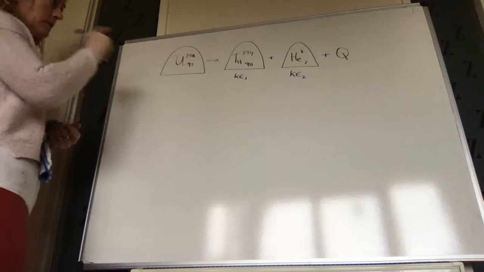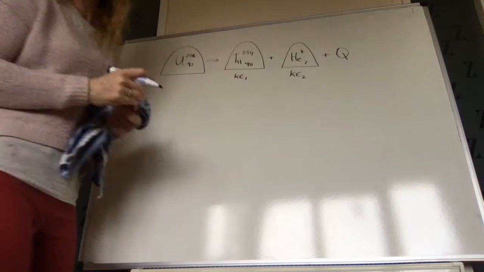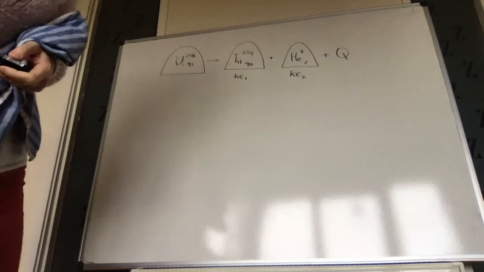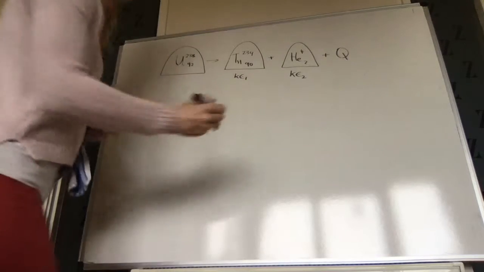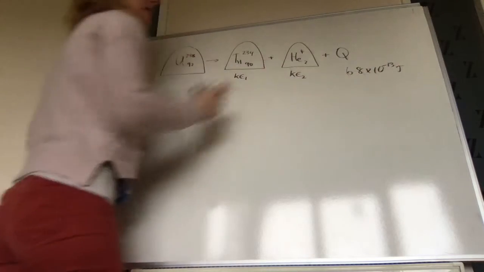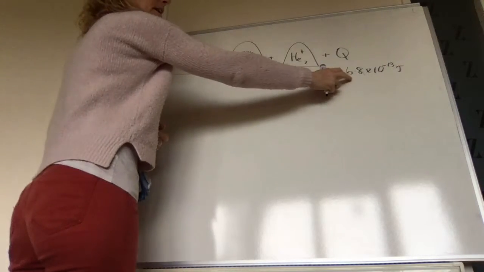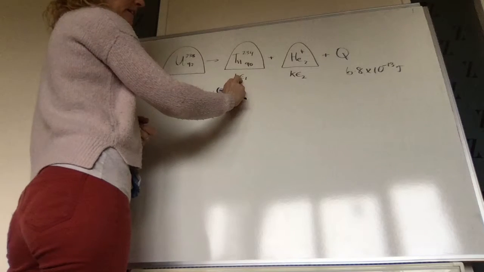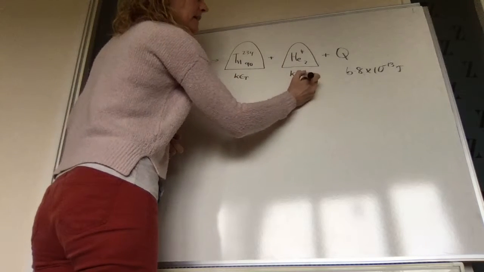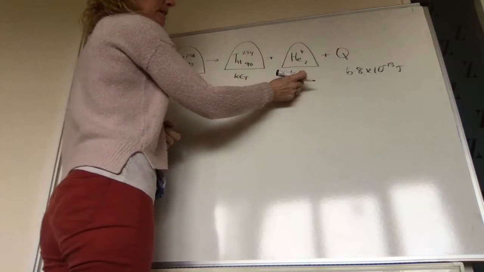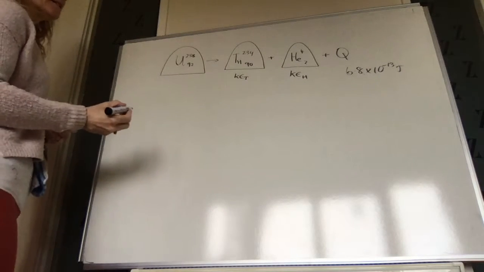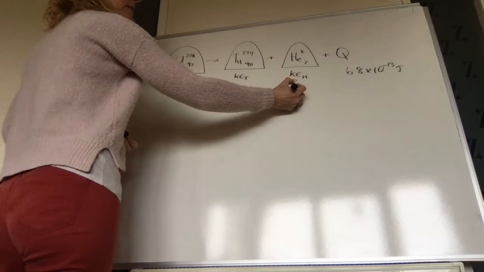So now, the question tells us that the energy given out as kinetic energy is 6.8 by 10 to the minus 13 joules. That's the excess energy given out, and it is in the form of the kinetic energy of these two particles, thorium and helium. So the kinetic energy of thorium plus the kinetic energy of helium is that sum. And the question is to find the kinetic energy of the helium. That's what we want to find.